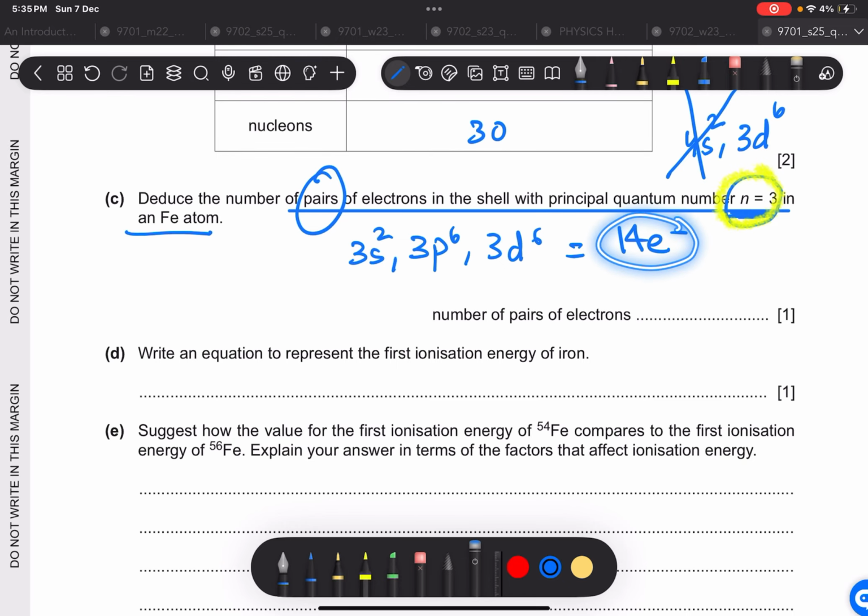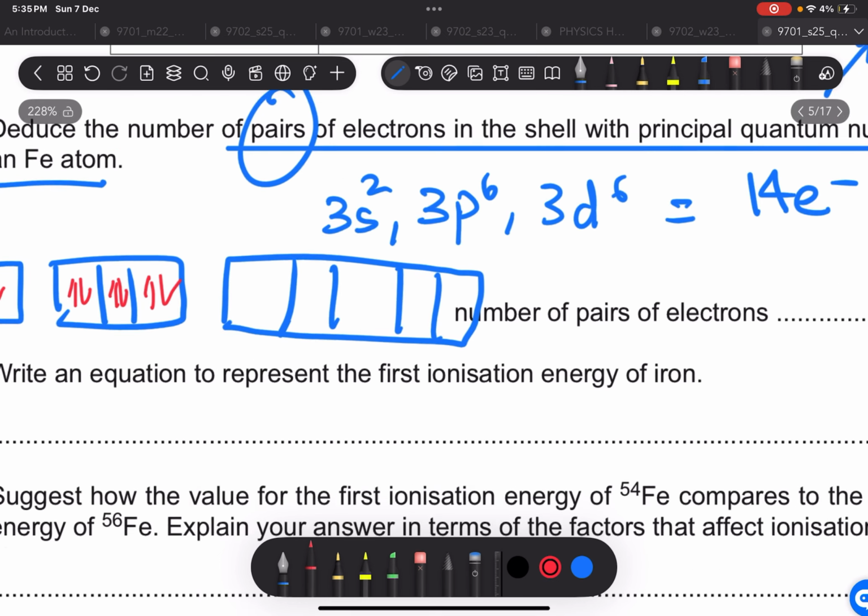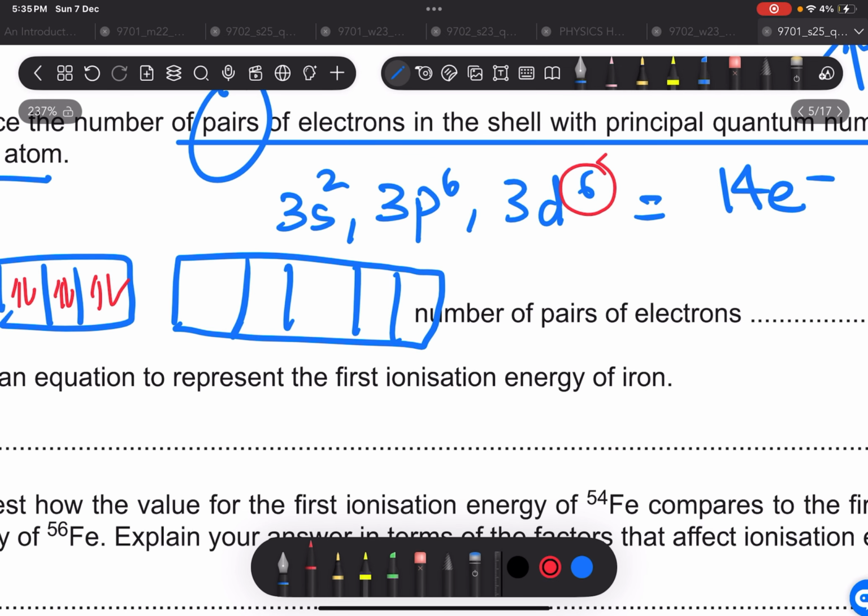Okay, I agree with you, but there's one thing I need to tell you guys which might change what you think. Look, this is 3s2, this is 3p6, and this is 3d whatever. So there are 2 electrons here, and over here there are 6 electrons. And you know, according to Hund's rule, electrons are not going to fill like 1 2 3 4 5 6, not at all.